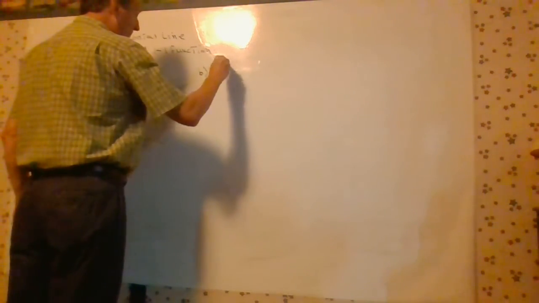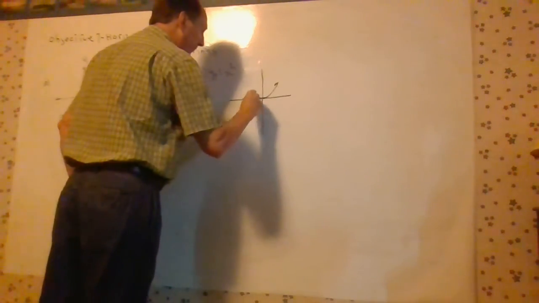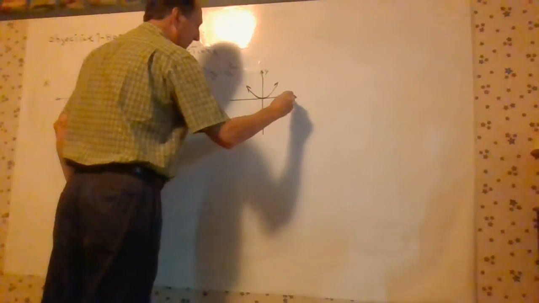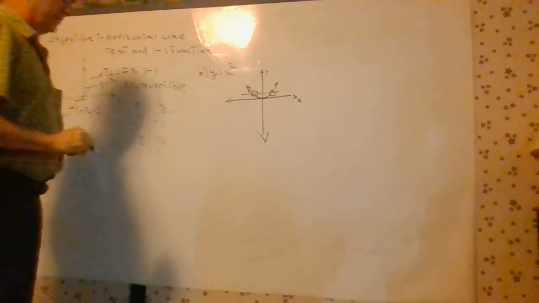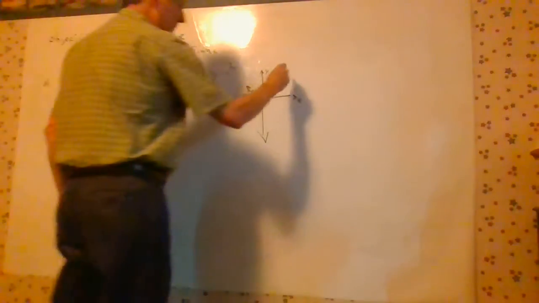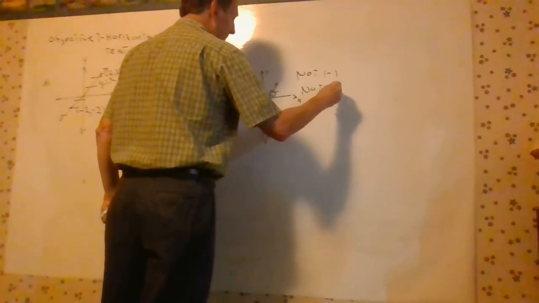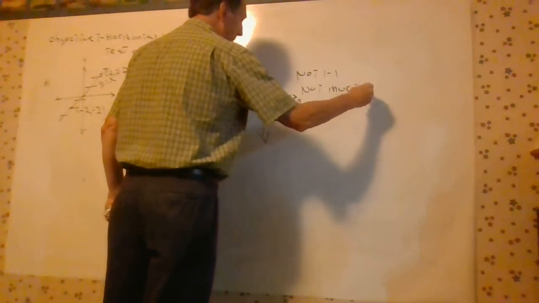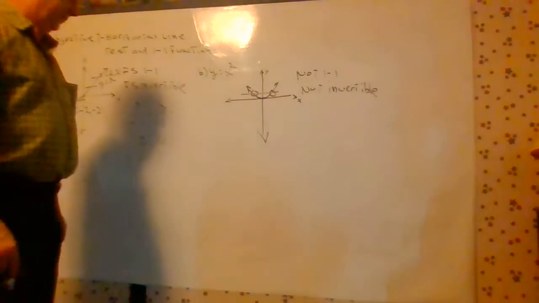Now b, on the other hand, y equals x squared. If we draw a graph of that, that's a basic parabola. That fails a horizontal line test. It's not one-to-one. Not invertible. No inverse of that function exists.